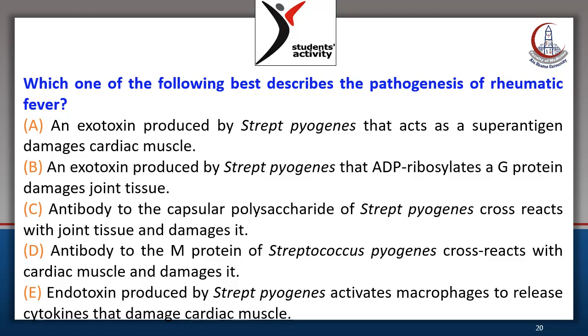The true answer is D, which is an antibody formed against M protein of Streptococcus pyogenes that cross-reacts with the cardiac muscle and causes damage of it.